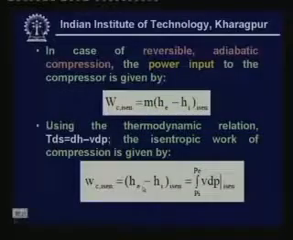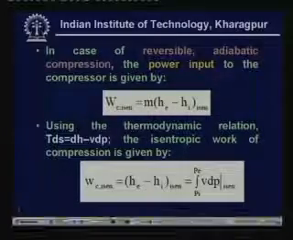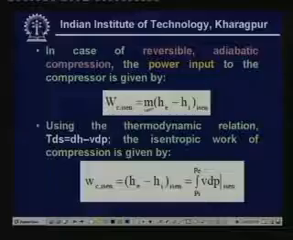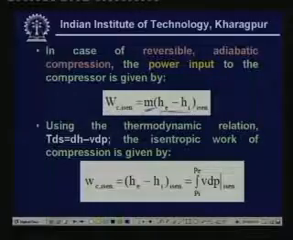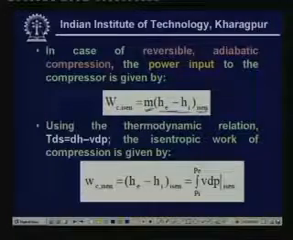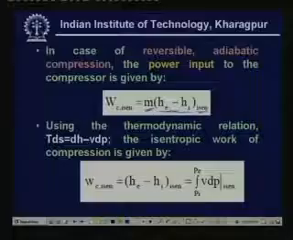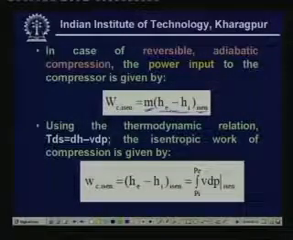In case of reversible adiabatic compression, the power input to the compressor, as I have just explained, is nothing but mass flow rate into a specific enthalpy rise for an isentropic process. This subscript stands for isentropic process. He, as I said, is the exit enthalpy and Hi is the inlet enthalpy. So power input is simply mass flow rate into He minus Hi.